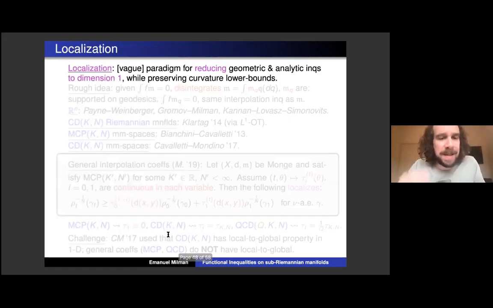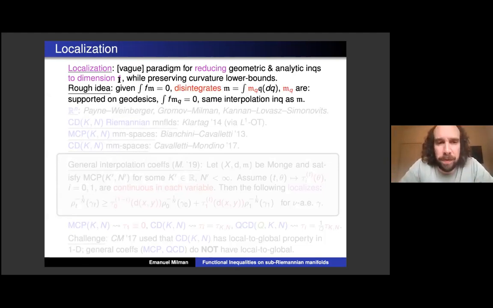And here comes basically my last slide, I guess, which is maybe the most interesting part. We're going to use localization. As many of you know, localization is basically a paradigm for reducing various geometric and analytic inequalities to dimension one while preserving the curvature lower bound. Now I know many of you are familiar with localization using the bisection method in Euclidean space. However, the modern interpretation of localization is as follows. If you start with a test function f which is balanced, it integrates to zero with respect to your measure m, and this is exactly what happens in our functional inequalities, we have some balancing condition for a test function.